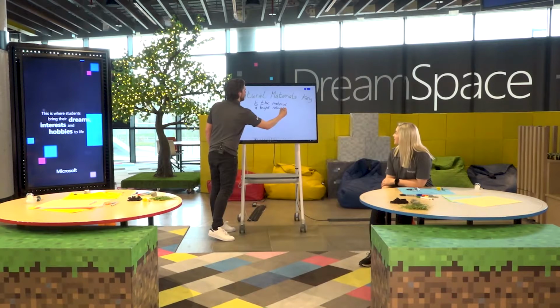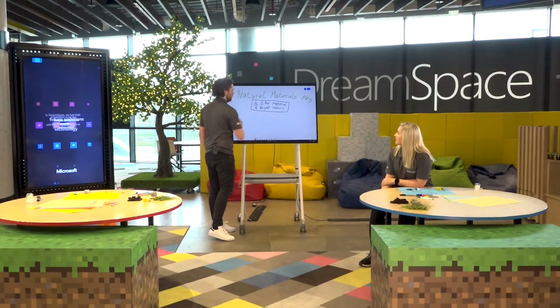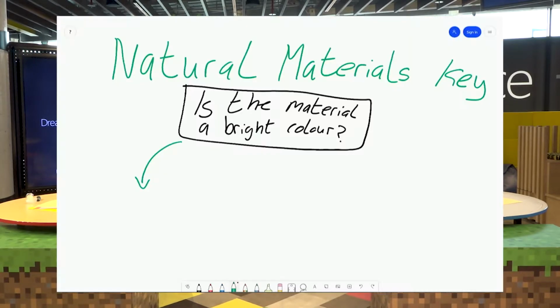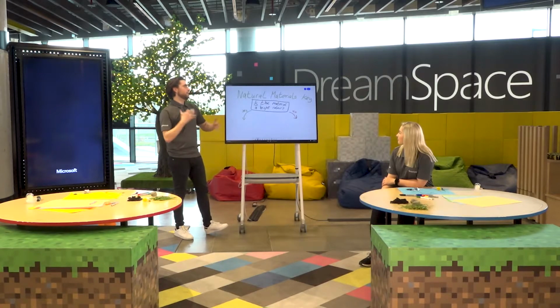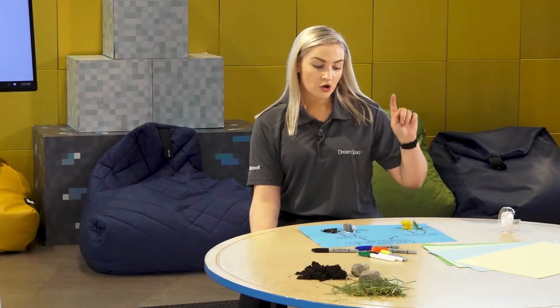Brilliant. Okay, so that's our first question boxed off. Exactly. And then I suppose it branched out into yes and no. So yes, and then going to go for red for no. And what question did you say after they said yes, the material is bright? What did you put after yes? Well, then I put, is it only green?